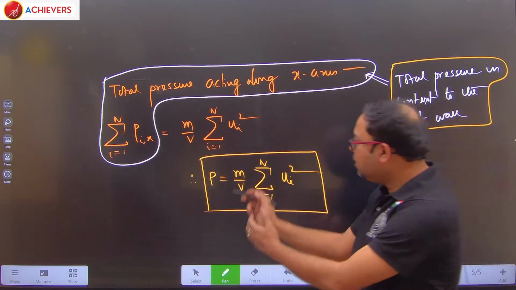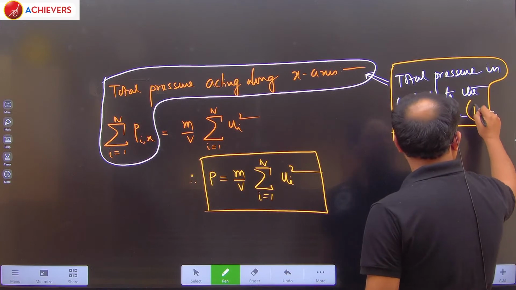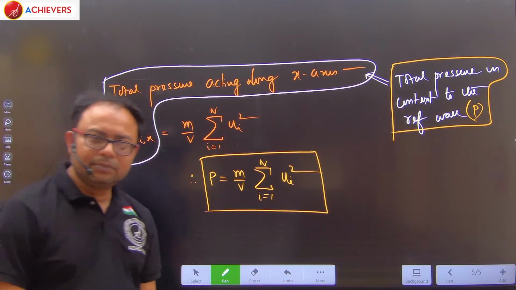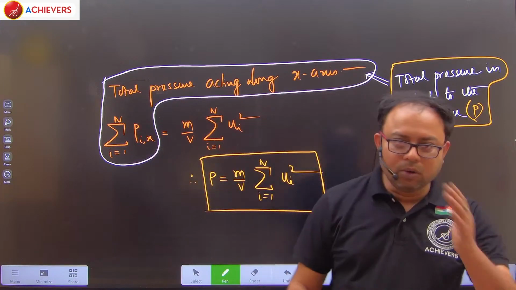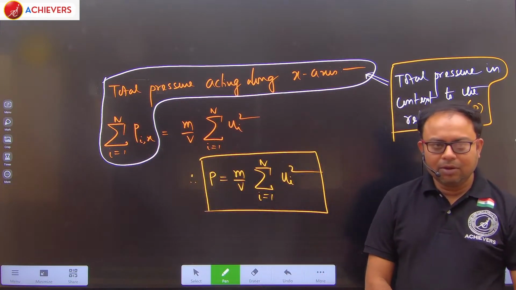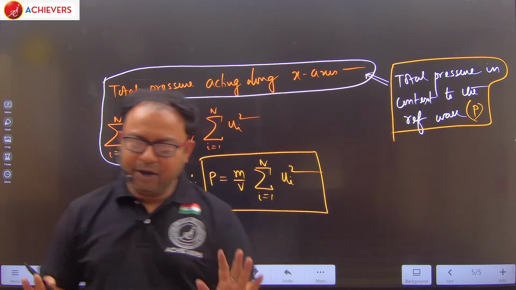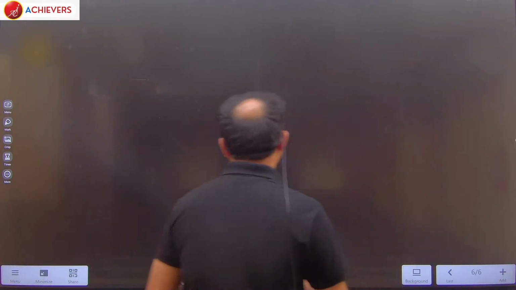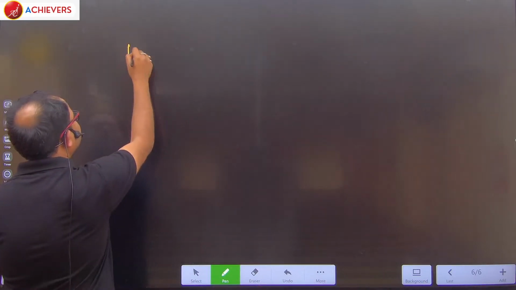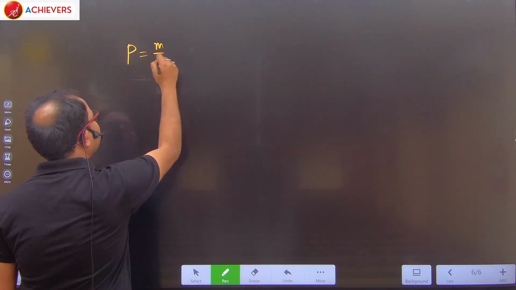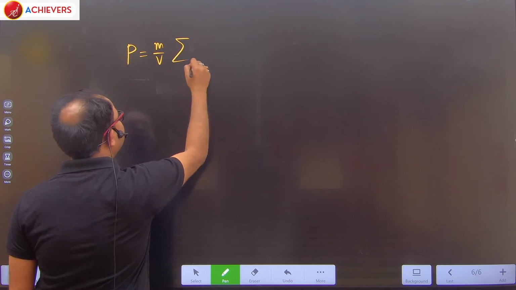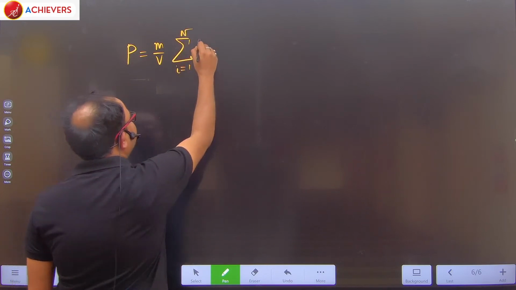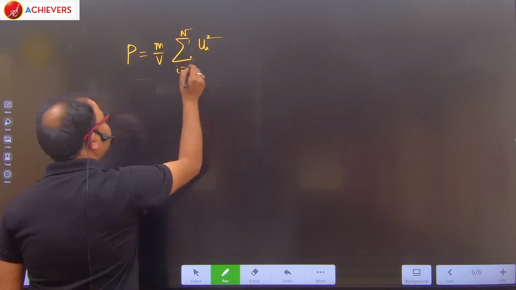This P is the total pressure. So far so good. We have applied simple physics and we have understood this thing. Let us bring this equation forward: P equal to m by v multiplied by the summation over i equal to 1 to n of ui square.